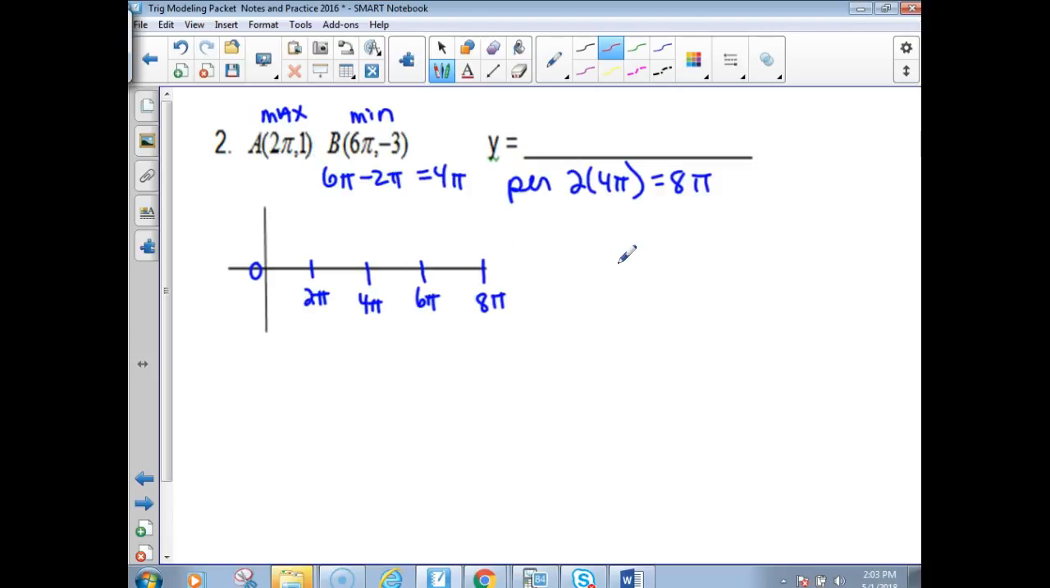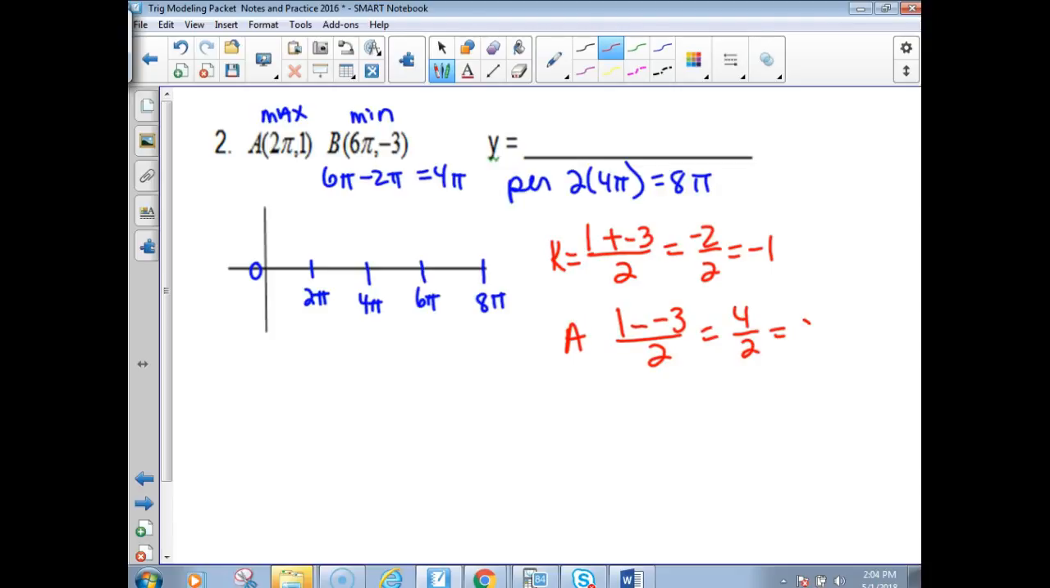So before I do that, I better think about my max and my min. If my max is 1 plus my min -3 and I divide by 2, 1 plus -3 is -2, divided by 2, which is -1. That is your k value. Now if I subtract the max and the min, 1 minus -3, divided by 2, I'll get my amplitude, which is 4 divided by 2, and that's 2. All right, so now I know I do have a center line change.